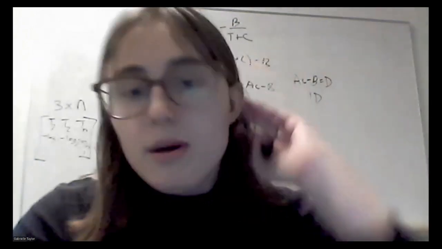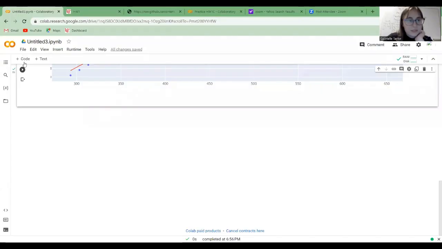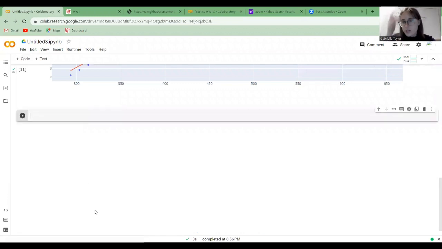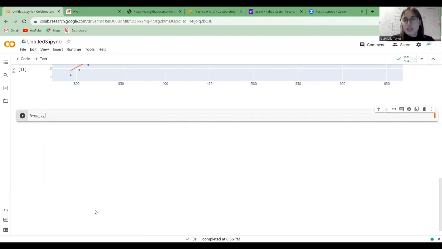So let me pull up our previous code. Okay, so the first thing we want to do is make our A matrix. So our A matrix can be A underscore C. This is just going to compact our data. It's going to compact our arrays together, and it's going to make us our matrix.